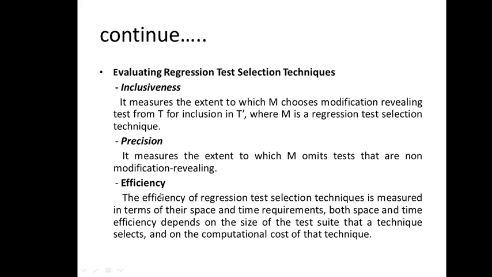Efficiency with respect to what? It is measured in terms of space and time requirement, right? So we have to select the test cases in such a way that the execution time is less and overall computation time is also less. In turn, cost will be reduced. So these are the three evaluating parameters for regression test selection technique. This is the end of regression testing. Thank you.